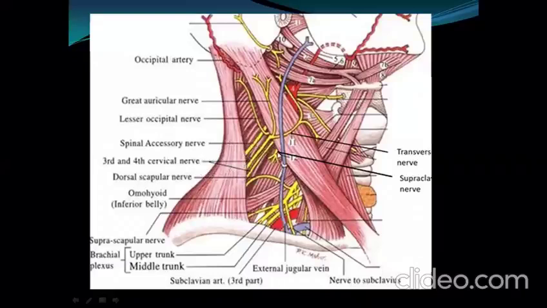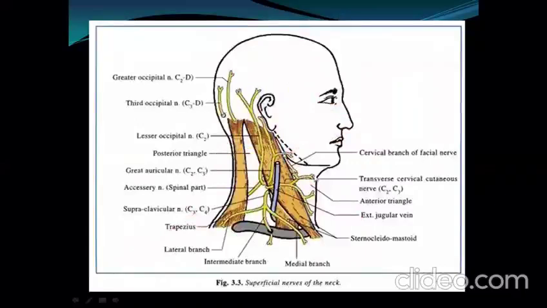So next are the four cutaneous nerves, which I have already mentioned among the structures which lie within the roof. They are the lesser occipital nerve, greater auricular nerve, anterior cutaneous nerve or transverse cervical nerve, and the supraclavicular nerve. These are the four cutaneous nerves which lie within the roof. Before lying in the superficial fascia, they lie within the posterior triangle. The first one is the lesser occipital nerve.